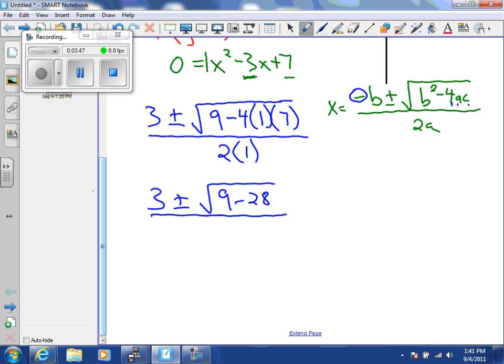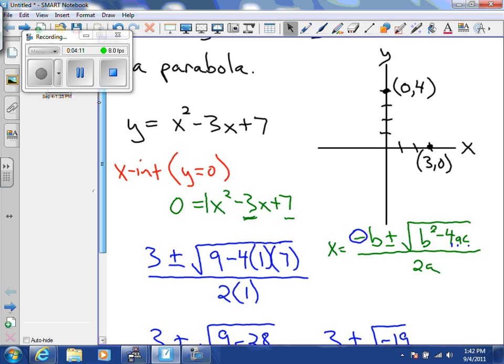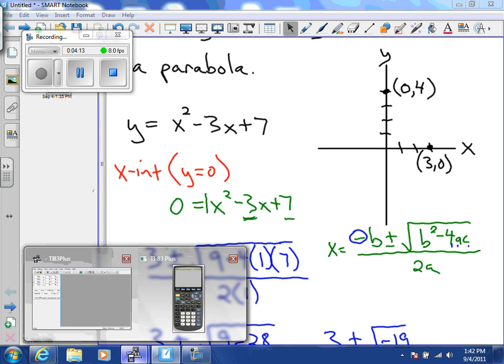I chose a bad example here. Actually, this isn't a bad example. We have a negative underneath the square root. 9 minus 28 is negative 19. We can't do the square root of negative 19. So in other words, this graph has no x-intercepts. How is that possible? Well, it doesn't cross the x-axis. It's an upward opening parabola.